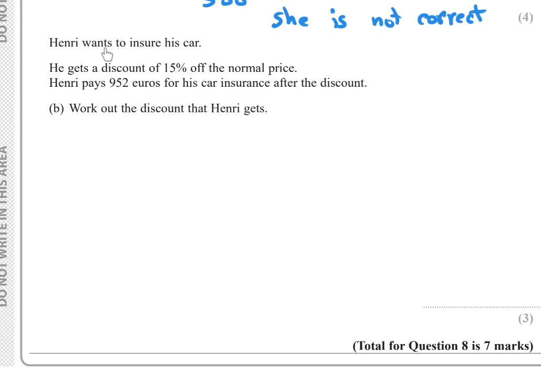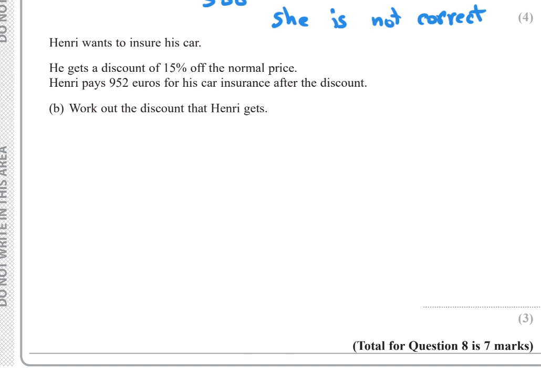B. Henry wants to insure his car. He gets a discount of 15% of the normal price. Henry pays 952 euros for his car insurance after the discount. Work out the discount that Henry gets.